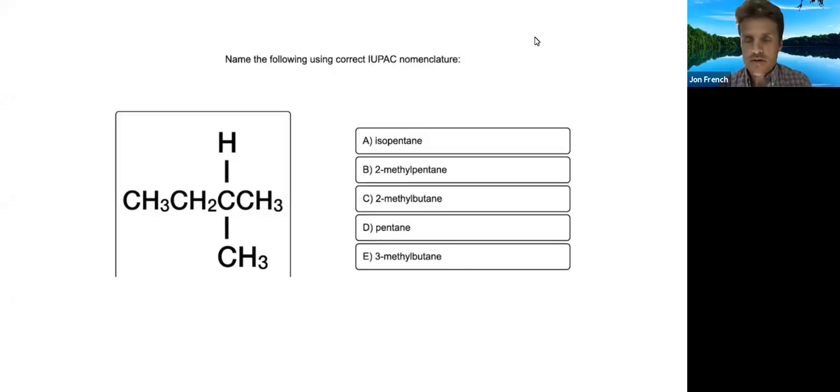Hey, so a couple questions on IUPAC nomenclature. I thought I would just jump on and do a quick recording of some of those examples from the homework, because I know many of you have asked, what is the best way to do this? What is the easiest way? How much of this do I need to know? And unfortunately, I don't have an easy answer for you.